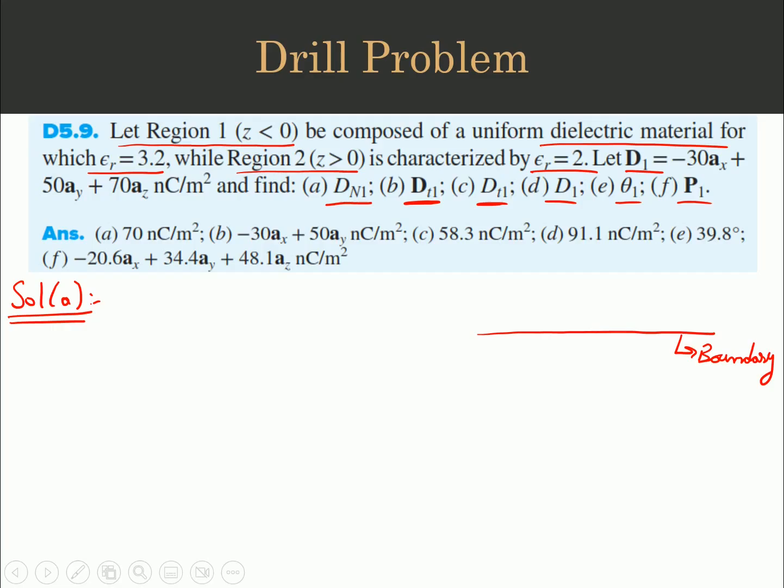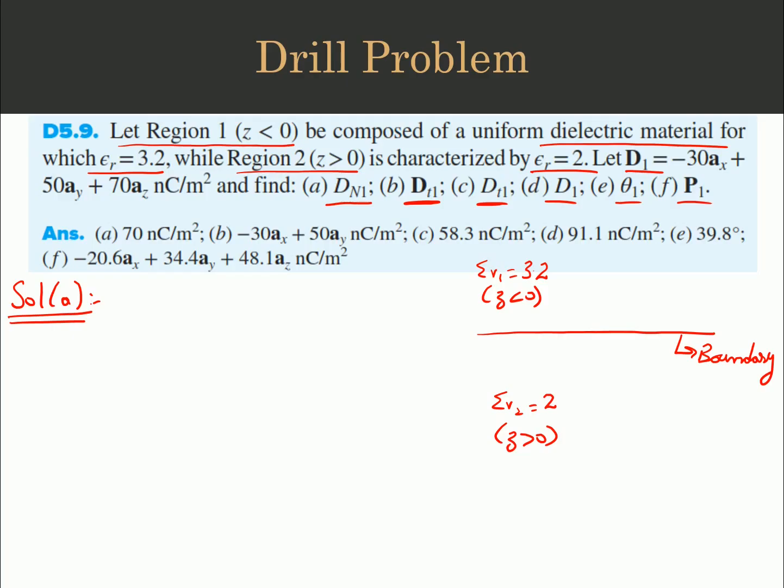Now which material is taken as boundary or region 1 and which is taken as region 2? So always remember, region 1 is the region that has a higher permittivity. So this is going to be my ER1 with the value of 3.2, and this is going to be my ER2 with the value of 2, which means that this is the region for Z greater than 0 and this is the region for Z less than 0. So we have to always keep that region on the top that has more permittivity.